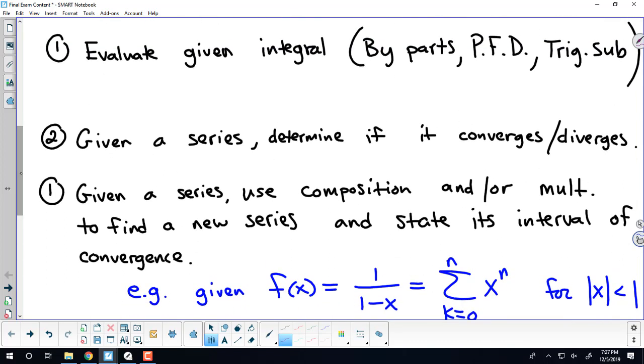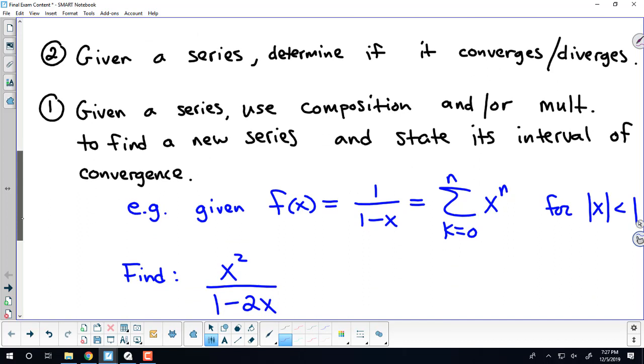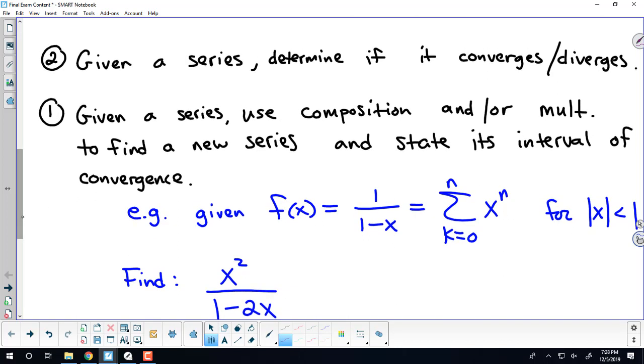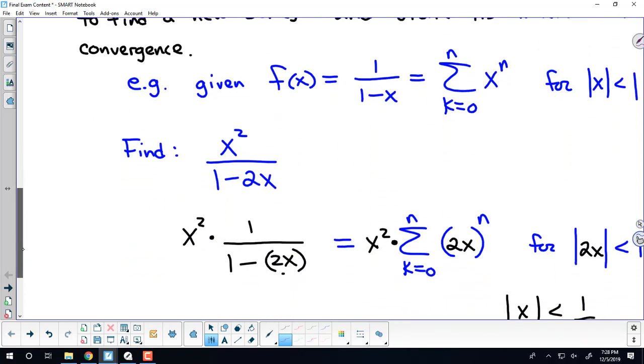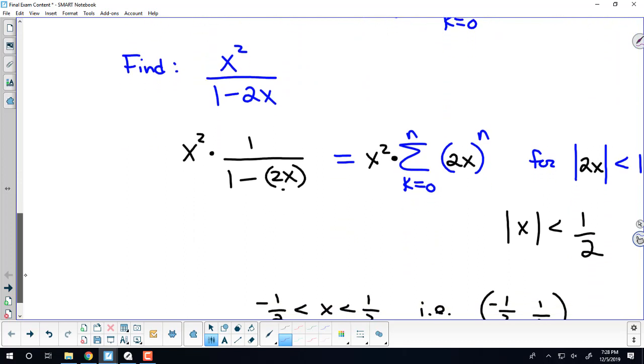You're given a series, determine if it converges or diverges. Oh, I did write an example for this one. This is kind of like on the last test where you're given a series. I say, this particular series for x is this. Find like x squared minus 1 over 2x. So that's where you're composing something into a series and multiplying by a power of x. Yeah, and I went ahead and worked that out.